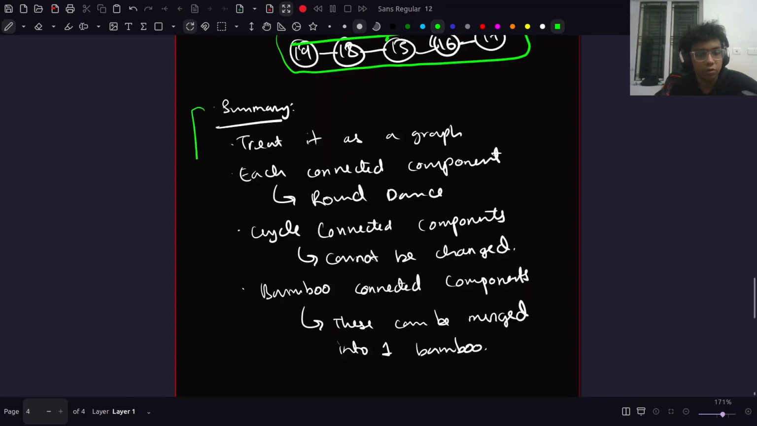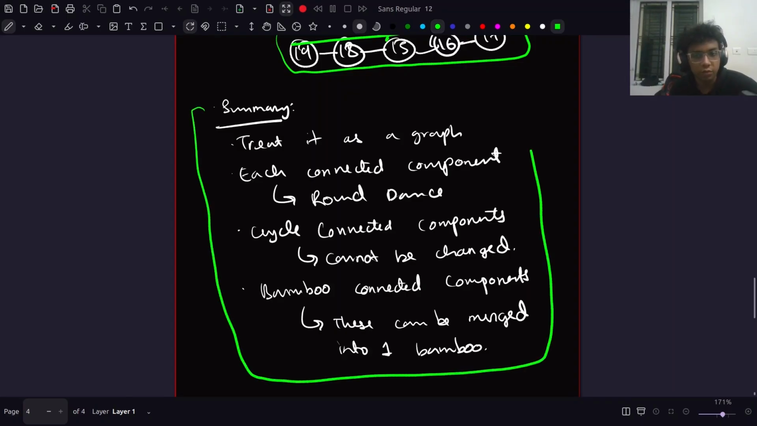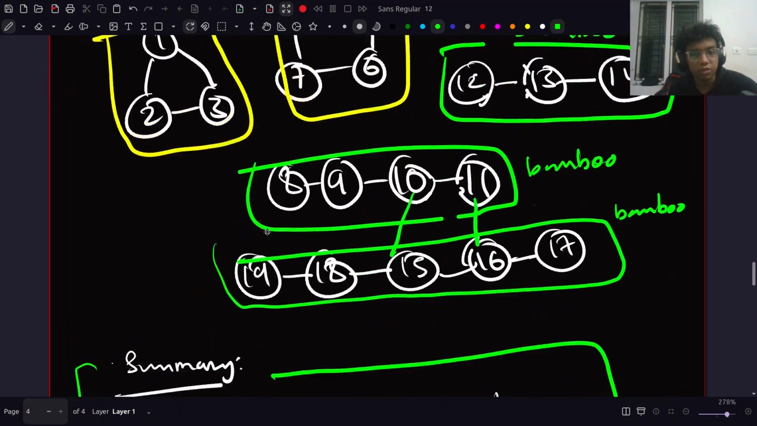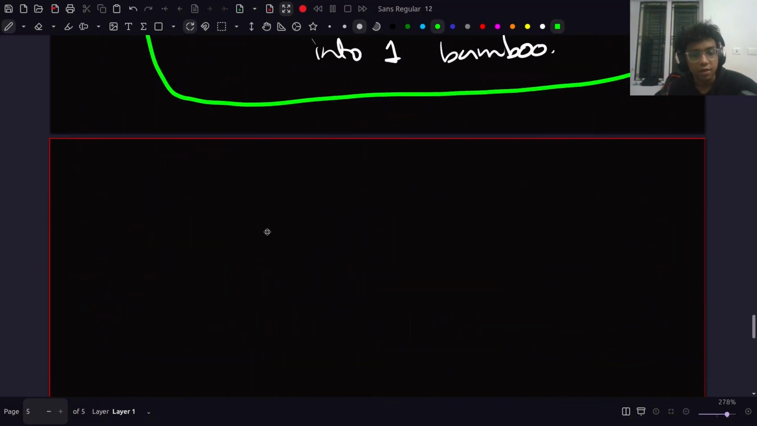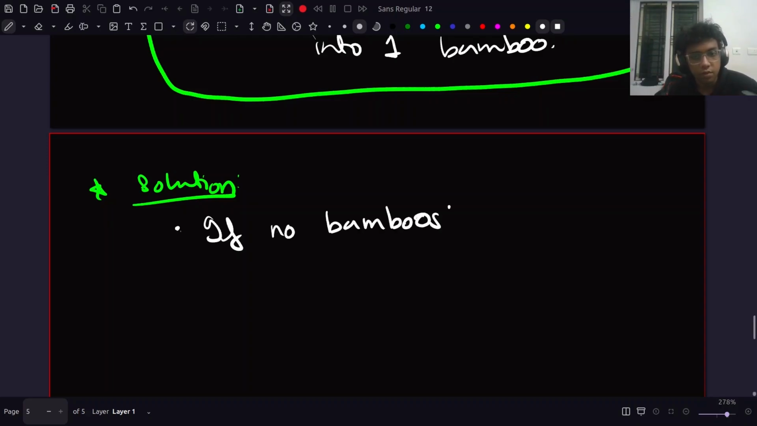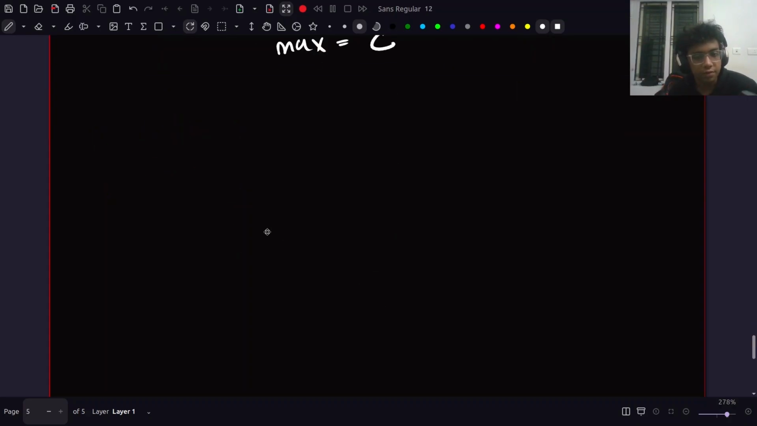Some idea of how to see the graph in terms of connected components. So after this we can write a simple solution, right? Once we have made all these observations, the solution is basically going to be: if no bamboos, then the minimum will simply be the number of cycles, right? So let's call that C, and the maximum will also be the number of cycles, right?